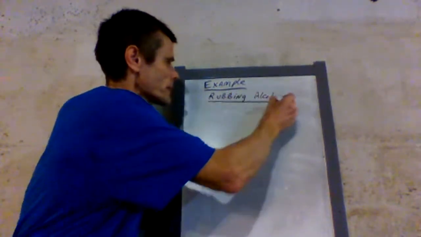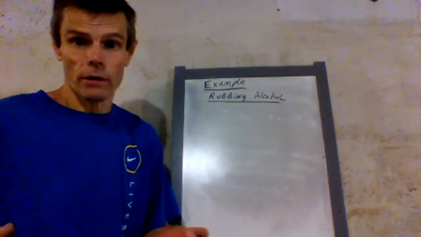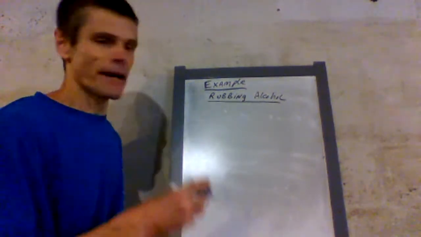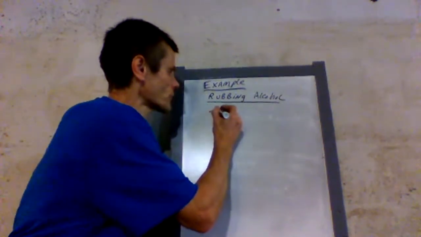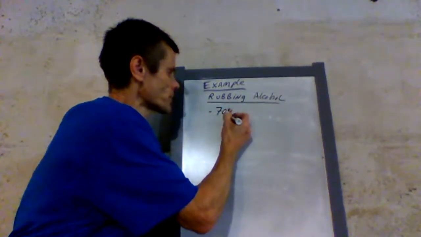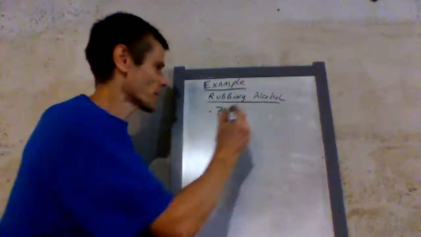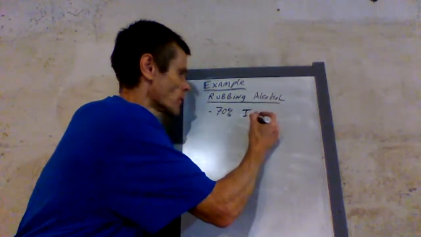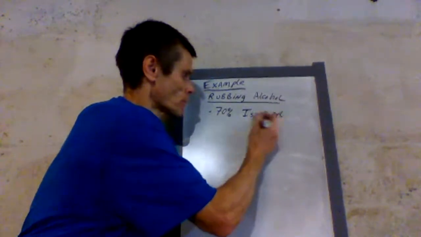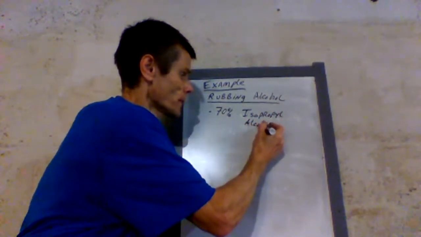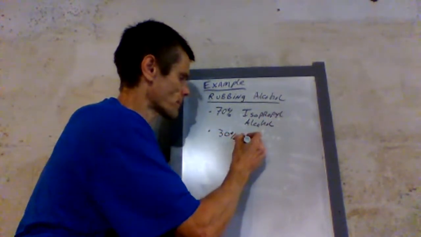Rubbing alcohol. It comes in a liquid form. If we would pour this out into a glass, it would look almost like water, but it has a certain odor to it. You would be able to smell it. And it's composed of 70% isopropyl alcohol. This is IPA, not beer. It's isopropyl alcohol. And the remainder of it is going to be water. So it's 70% that, 30% water.